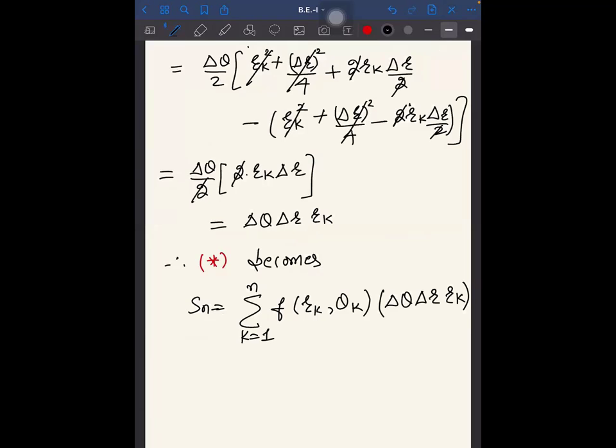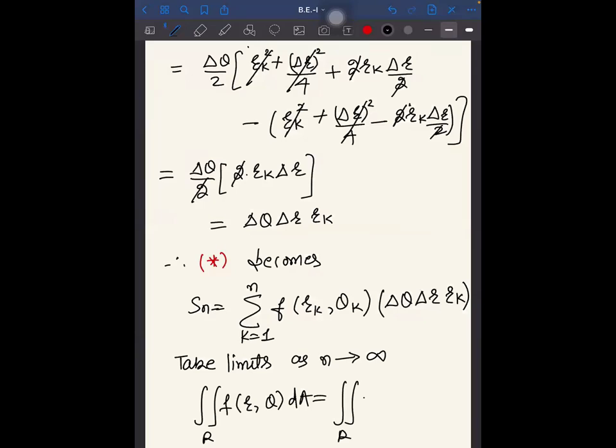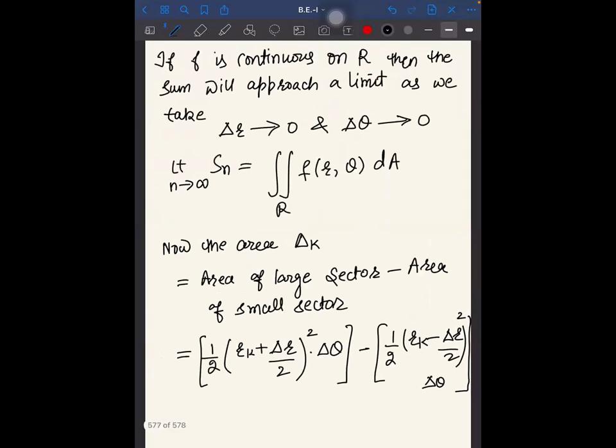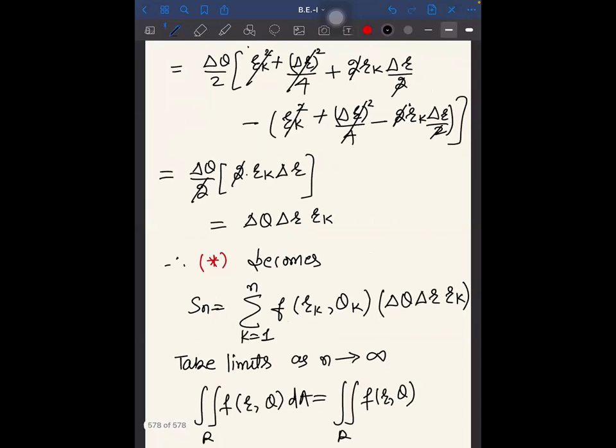ठीक है. तो अब अगर हम यहाँ पे लिमिट लगाएंगे तो ये क्या बन जाएगा? Take limits as n tends to infinity. So you are left with f r theta dA. Now instead of dA, we can write r d theta dr. Yes, you are with me? समझ आ रही है बात?